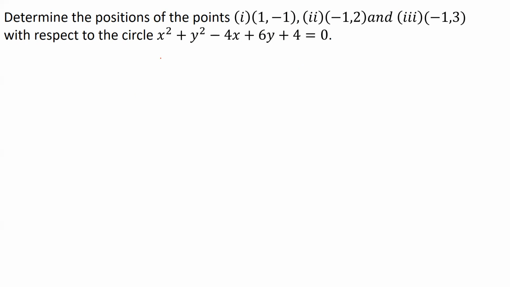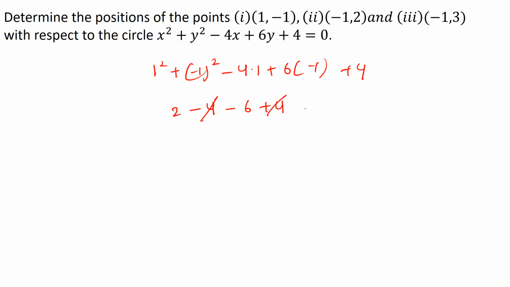First of all, 1 comma minus 1. I put the coordinates in the left hand side. So I get 1 square plus minus 1 square minus 4 times 1 plus 6 times minus 1 plus 4, which is 1 plus 1 is 2, minus 4 minus 6 plus 4. So this becomes minus 4 plus 4 cancels out. I get minus 4, which is less than 0. So because this coordinate gives me left hand side less than 0, this lies inside of the circle.